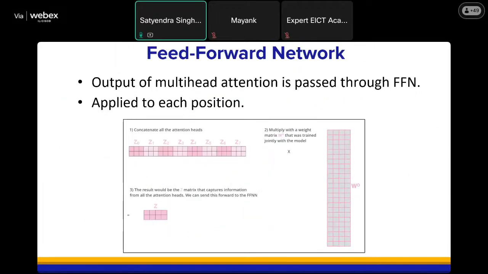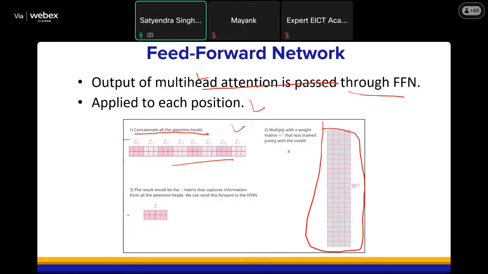Once the output of multi-head attention is calculated, it is passed through a feed forward network, applied to each position. So you concatenate all the attention heads, for example Z0 to Z7. When we say we are passing to the feed forward network, we are basically performing an algebraic operation with another trainable parameter matrix, let's call it WO, and you get the output, which captures the notion of relevancy among the words, or the contextual information Z.